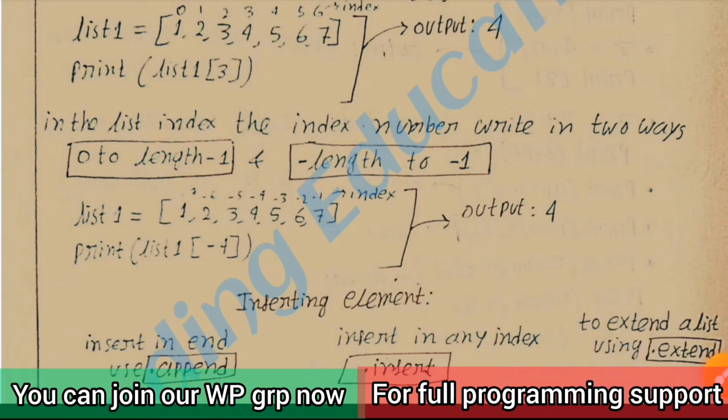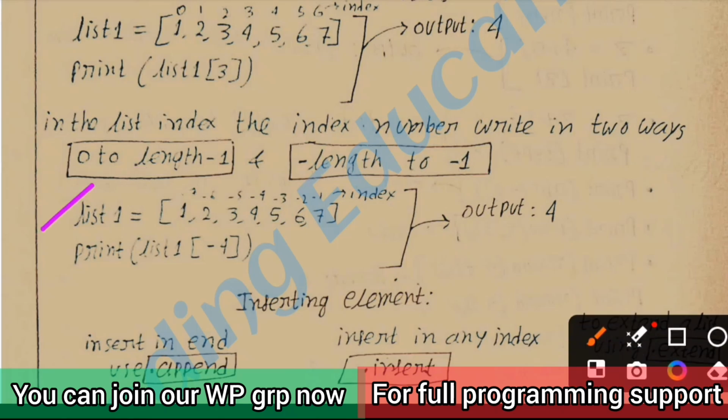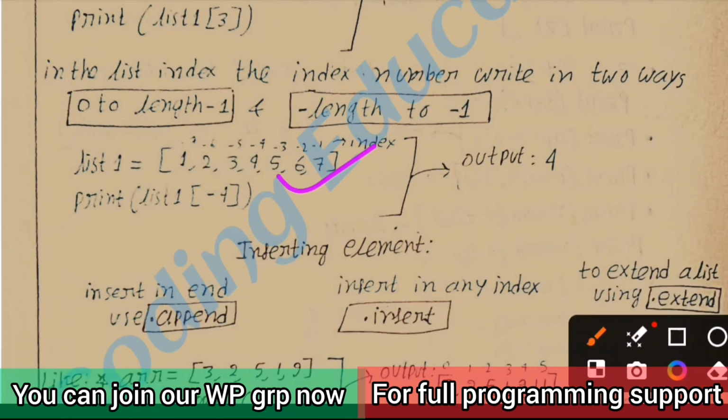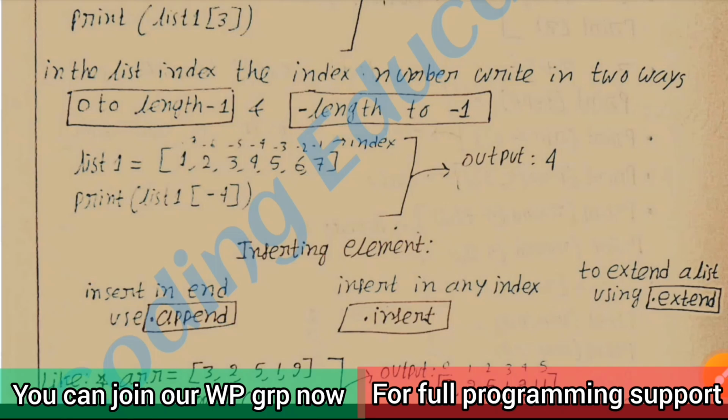So now we are taking an example, list1 1 2 3 4 5 6 7, we can write the index also as -7 -6 -5 -4 -3 -2 -1. So minus length to -1, and we can also write it as 0 1 2 3 4 5 6, like this. Okay, so from this index number we can also print an index value. So print list1 at index -4, what is the output? So at index -4, we can see the output is 4.